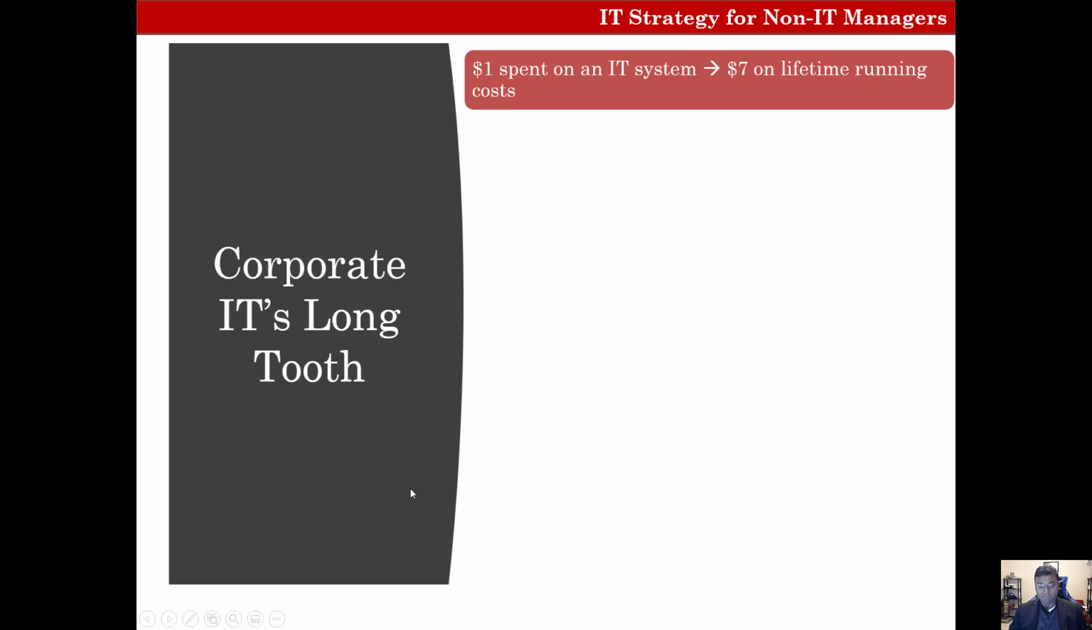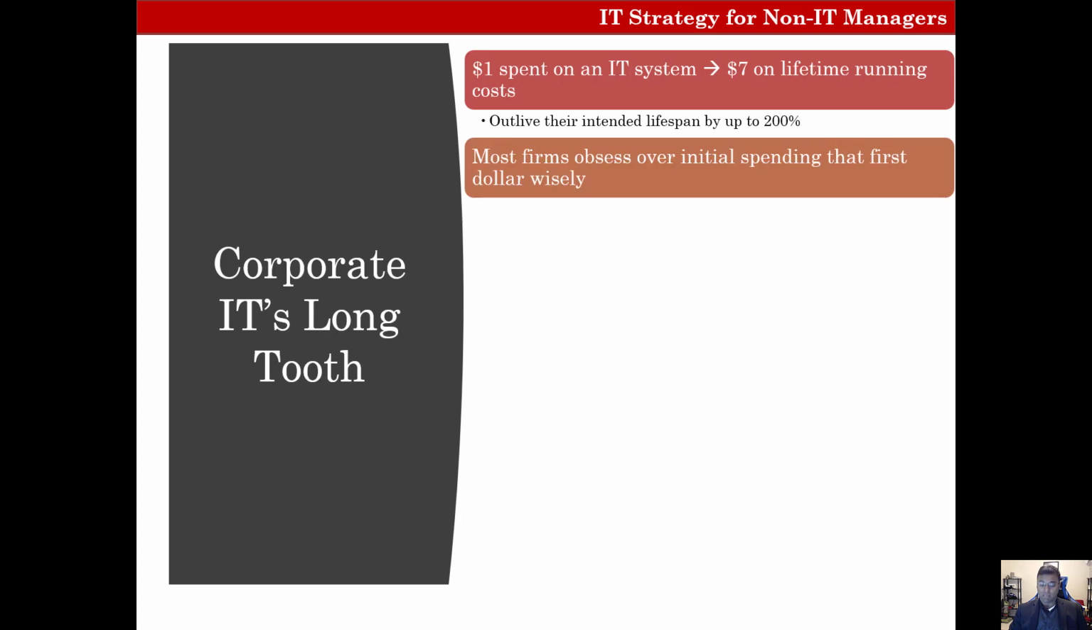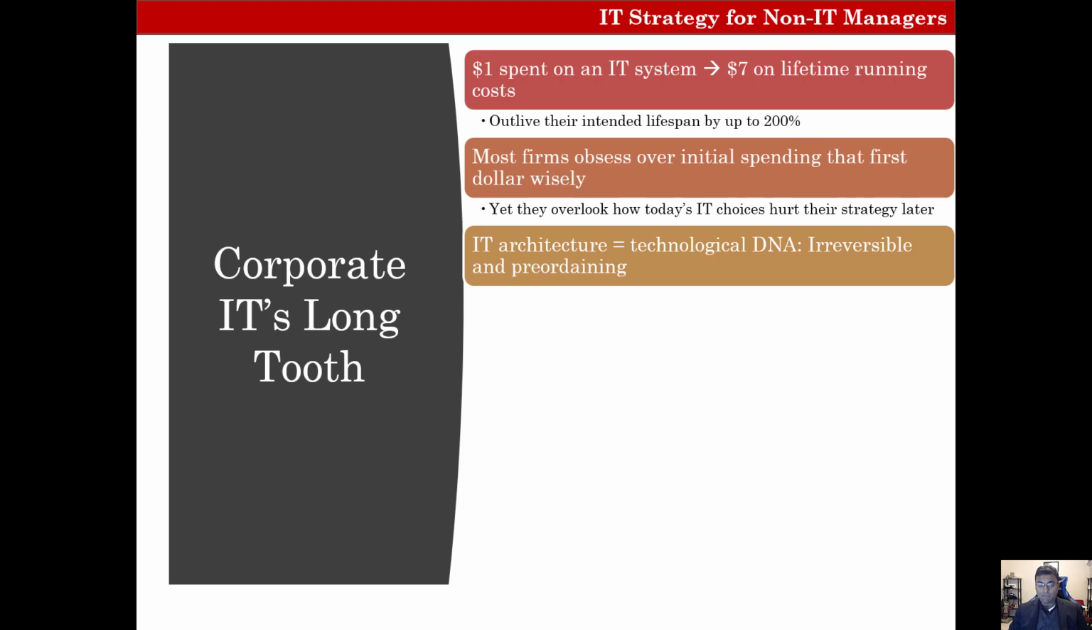So we have known for some time that IT systems are costlier to keep running than to actually get. They do not die when you're ready for them to. For $1 spent on an IT system, you spend about $7 lifetime in running costs. They outlive their intended lifespan by about 200%. A lot of firms spend a lot of time over the initial spending, but they overlook how IT's choices hurt their strategy later. If you start thinking about IT architecture as the technological DNA, which is irreversible and preordaining, then you start thinking about how to build your IT systems very differently.